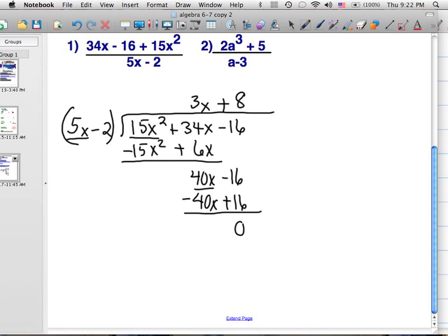So this worked out to be 3x plus 8 with no remainder. We actually factored the trinomial 15x squared plus 34x minus 16 without doing product sum, split the middle.